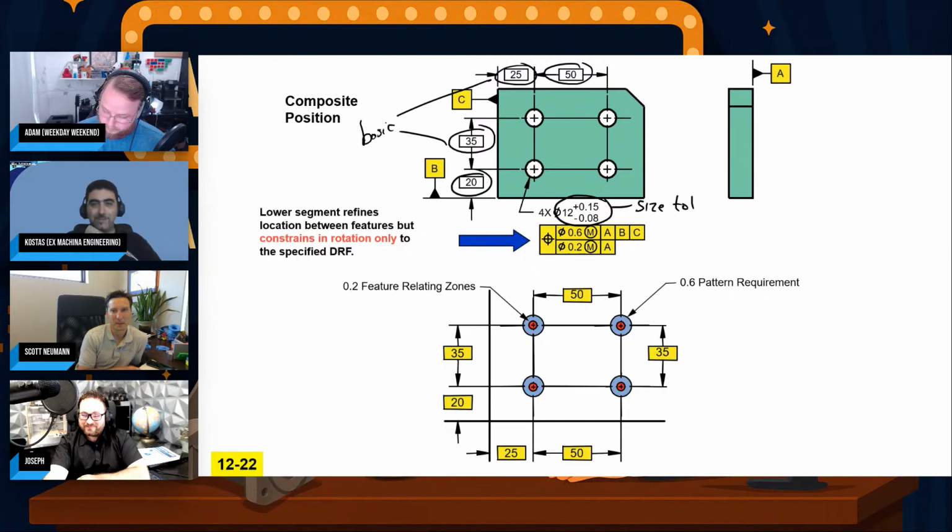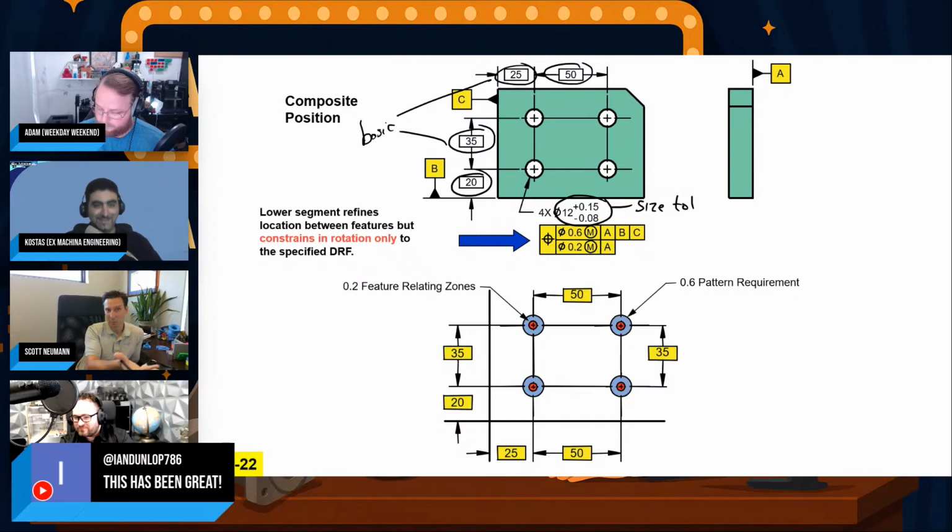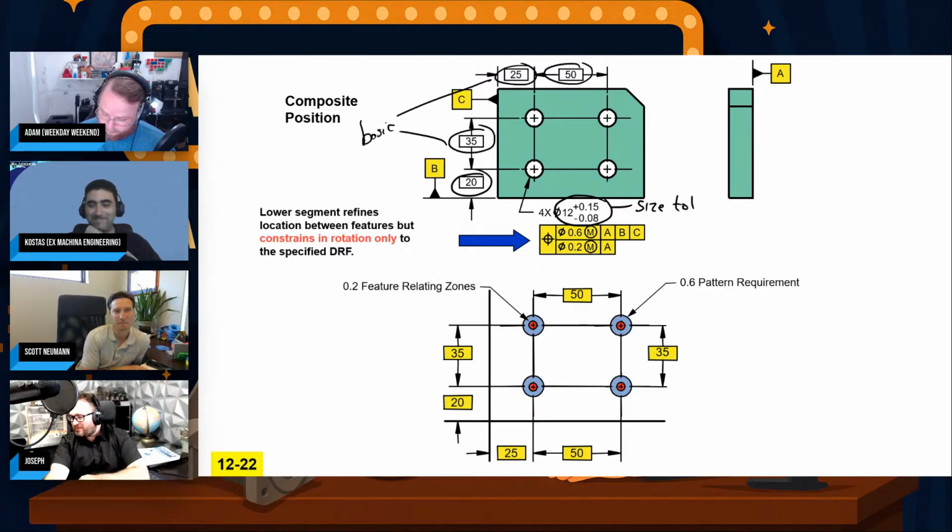Yeah, philosophy as well, because you are actually tolerancing a different thing. Yeah, you're going one level up. It's a feature-based tolerancing system rather than, exactly, tolerancing the geometry directly. And you've got to wrap your brain around that. That's a very good observation.